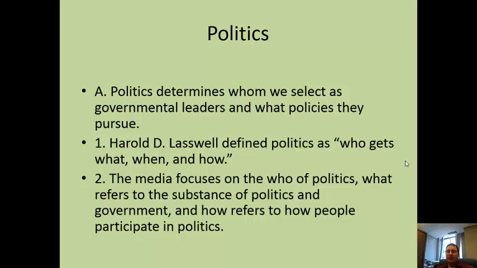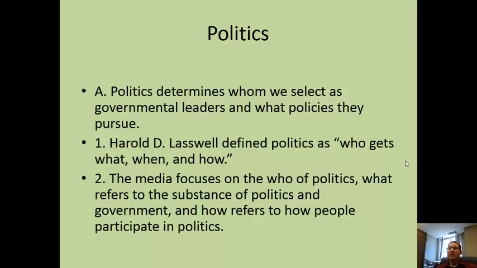Harold Lasswell, who was a famous political scientist, defined politics as who gets what, when, and how. And the media likes to look a lot at who's in power, who's up, who's down. Did they have a good week? Did they have a good day? Did they have a good hour? Right? So you have this constant 24/7 cable media kind of stuff.